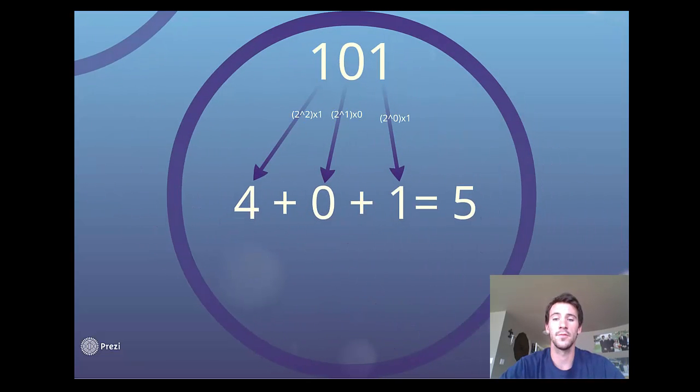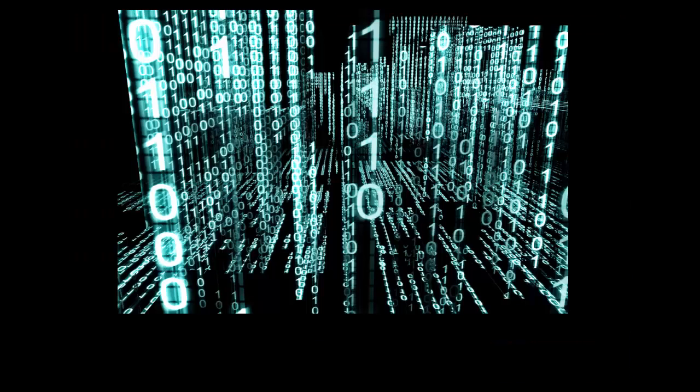So once you have all of your numbers corresponding to each digit, you add them up. So our first one was a 1, second one was a 0, and the third one was 4, which was 2 to the power 2. And then you just add those all up, and you get 4 plus 0 plus 1, which equals 5. And that is your decimal value. So 101 in binary is 5 in decimal.